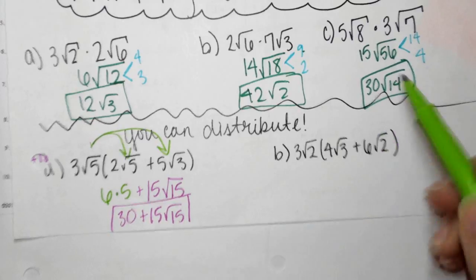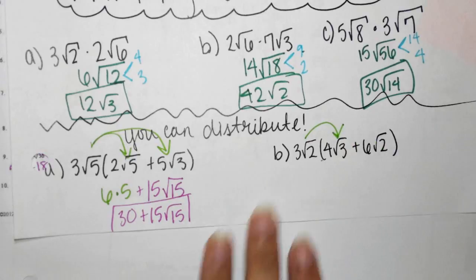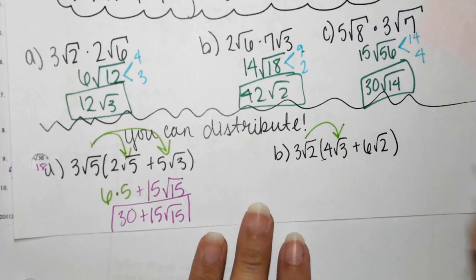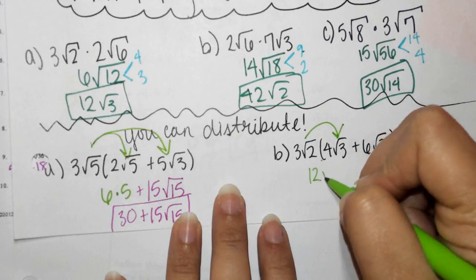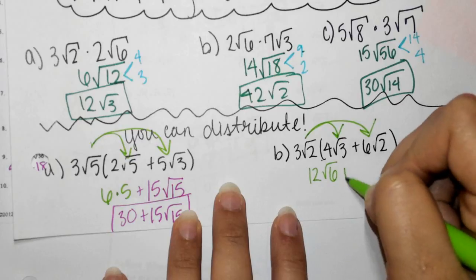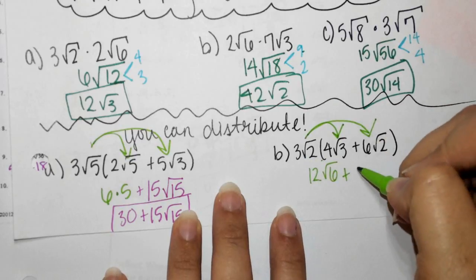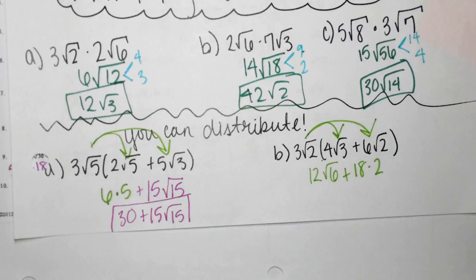Mhm. Alright, let's look at B. You do 3 root 2 times 4 root 3. So what is that going to give us? Yay! Awesome job. And then 3 root 2 times 6 root 2. 18 times 2 times 2. Look at us go. Great job.